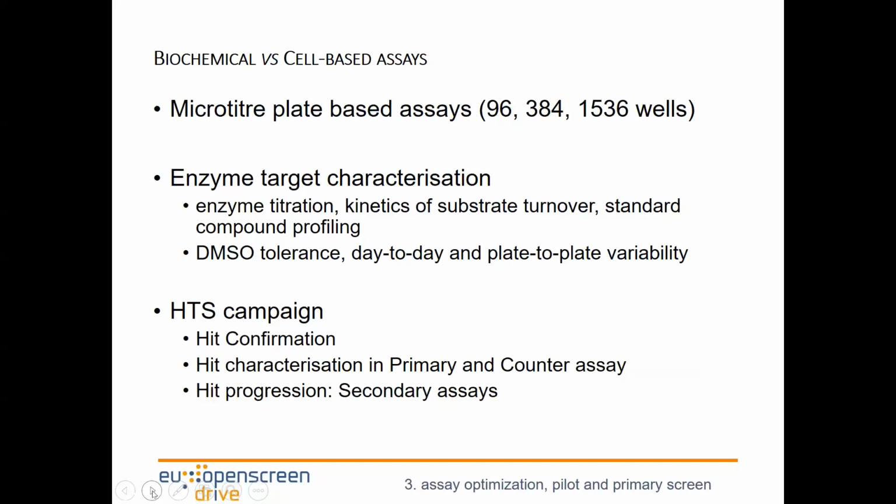And then the final progression is to run some sort of secondary assay. This is often a cell-based assay, which is more physiologically relevant, but looking at the same activity of the target, but in a different system. And you would expect a real modulator of your target of interest to be active in the primary assay and also the secondary assay. Next slide, please.